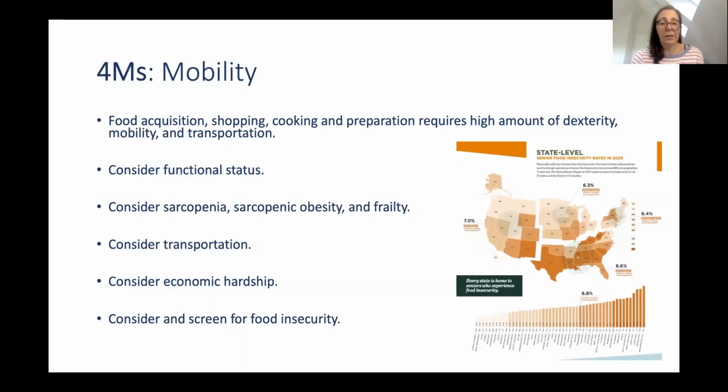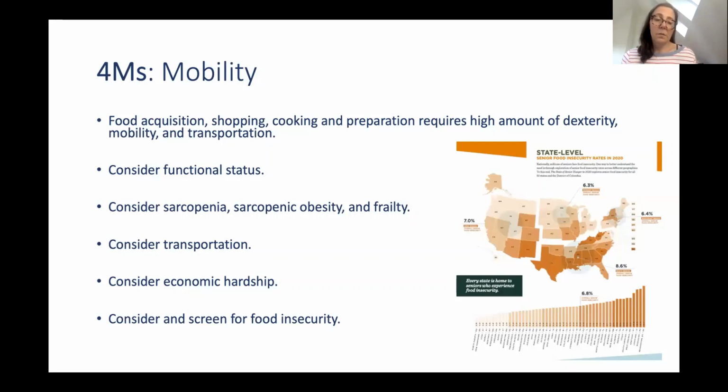Mobility. So food acquisition, shopping, and cooking requires a lot of dexterity and mobility. You have to be able to get to the store, etc. So think about those things and functional status overall. Also think about weakness and sarcopenia and sarcopenic obesity, which you may have heard about, but you can have low muscle mass and high fat mass and be quite frail. And that can be challenging and change diet quite a bit.